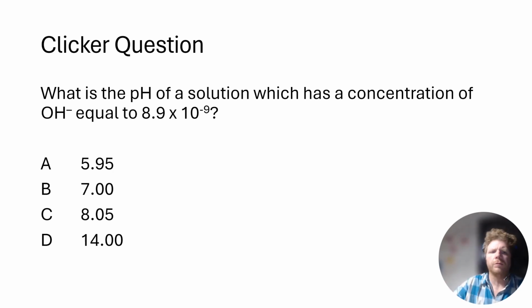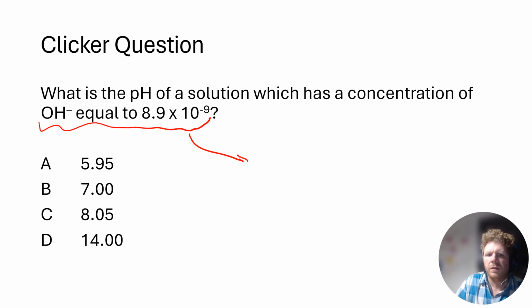Now, an example problem, one that you might see on a homework or on an exam, is: what is the pH of a solution which has a concentration of hydroxide equal to 8.9 times 10 to the minus ninth? Okay, I'm going to go ahead and say that there are lower hanging fruit problems than this. Like, what is the pH of a solution if the pOH is 9? If the pOH is 9, then you know that the pH is 5. But this one is a step beyond that.